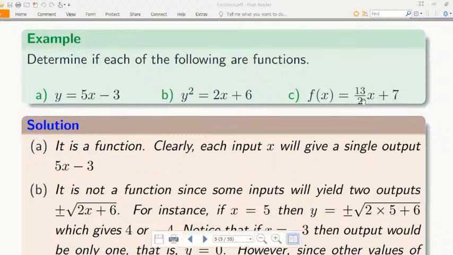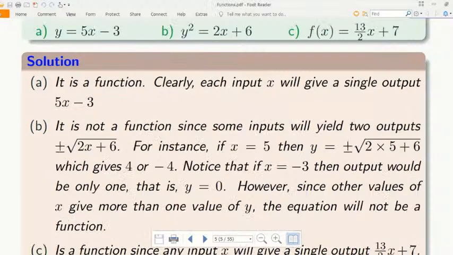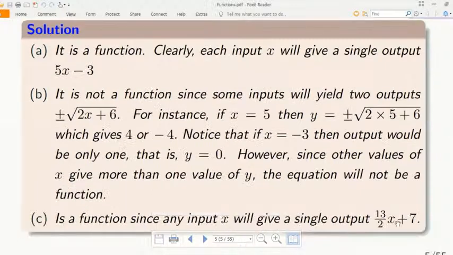So if I input a value of x, I expect to get a single value of y. Because for instance, if I were to put here 1, since there's no cube or square this side, I expect to get a single value of y. And that's what I've written here to say that. But C is a function with a single output, 13 over 2x plus 10.